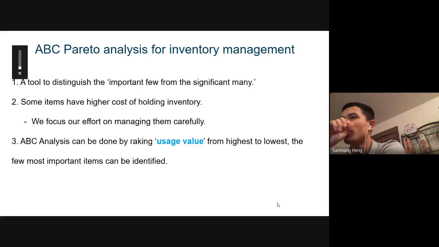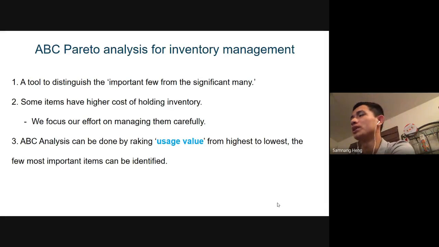Why do you have to classify the inventory into classes? Because some inventory, again, is more important than the other. For class A, the inventory that is more important, we have to spend more time and effort to focus on it and manage it properly. Because inventory costs some money to manage, like space, and some manpower to manage it.